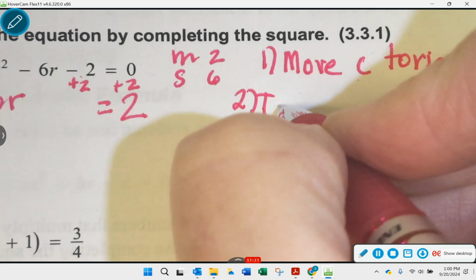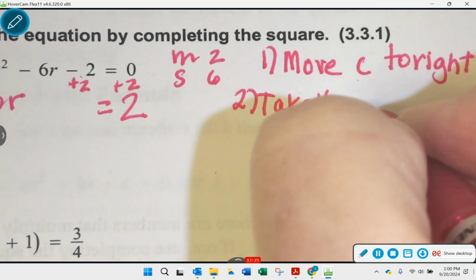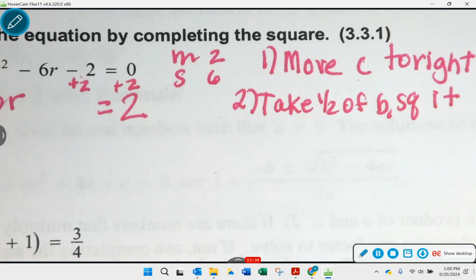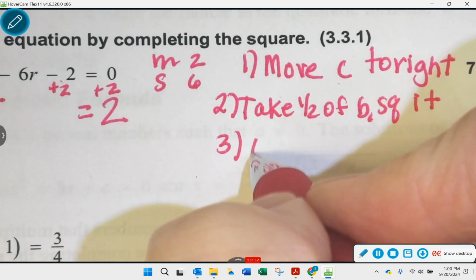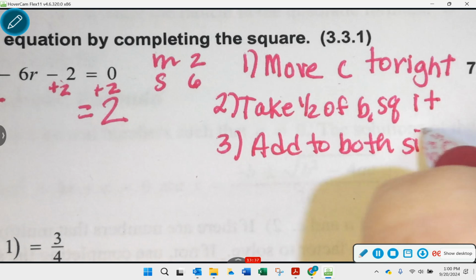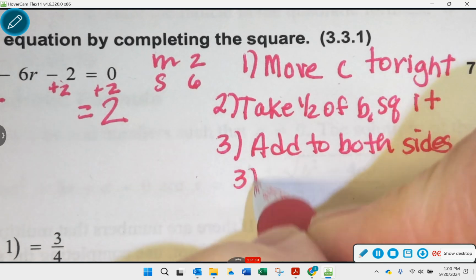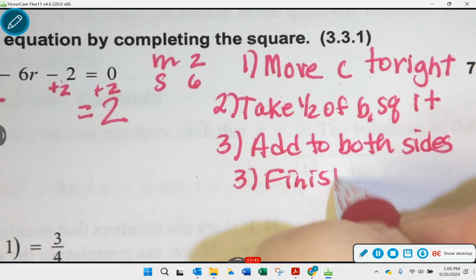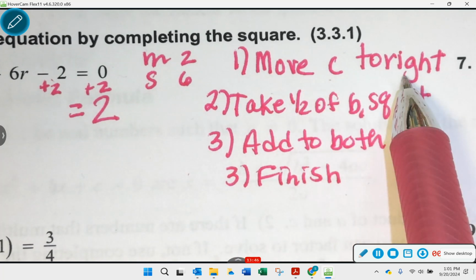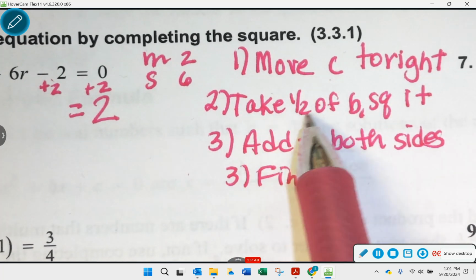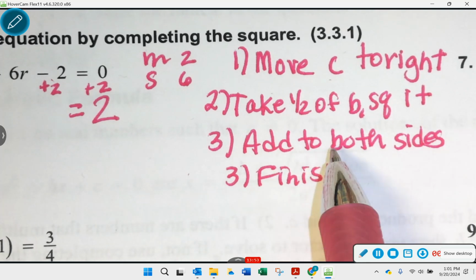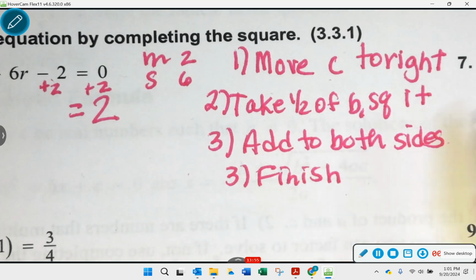So now we're going to take half of B, square it, add to both sides, and then finish the problem. So we always move the C value to the right. We're going to take half of B, square it, add that to both sides, and then we finish the problem.